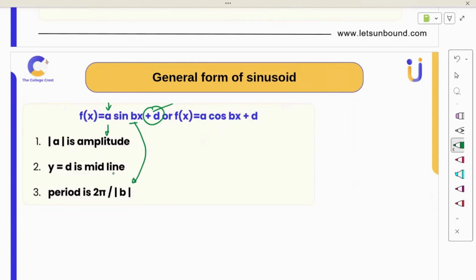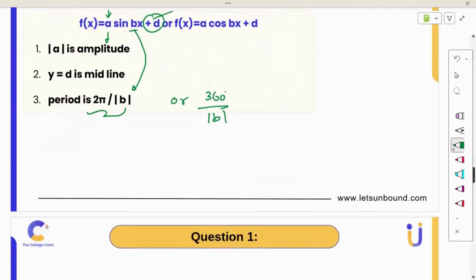You can find the new period using this value. And this is the formula. Or you can write 360 divided by the modulus of b. Fine. And here we go.